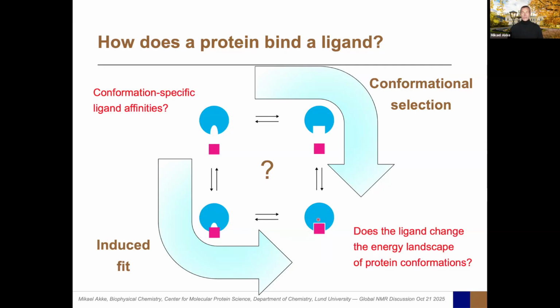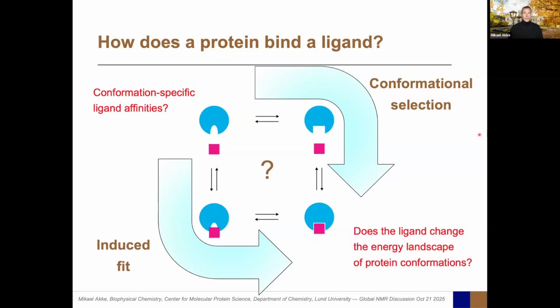And there are more subtle questions involved here besides just determining whether it binds via induced fit or conformational selection. And that is, for example, what are the conformation-specific ligand affinities? So you might imagine that this conformation has some affinity and this conformation has a different affinity. What are those affinities? Can we determine that? And perhaps an even more subtle question is, does the ligand change the energy landscape of the protein conformations? And as I will tell you today, we really believe that, yes, we can determine all of this.